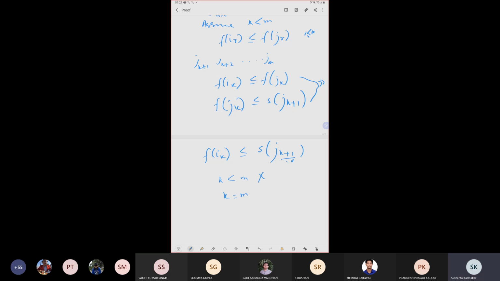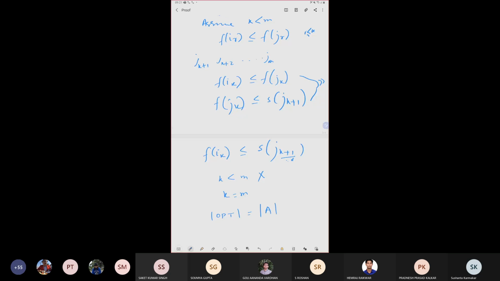Okay. So this is how we show that the cardinality of opt is equal to the cardinality of A. So this completes the proof.